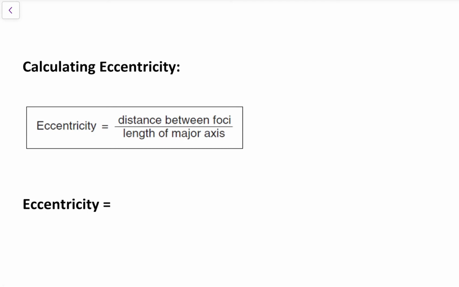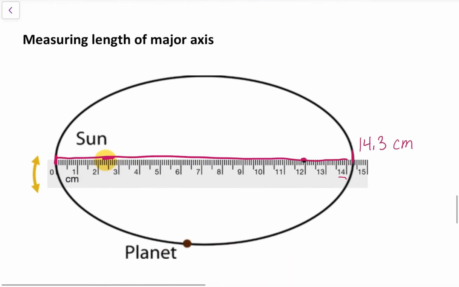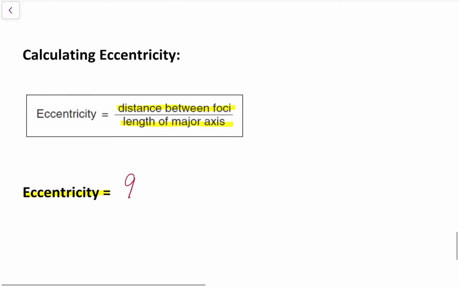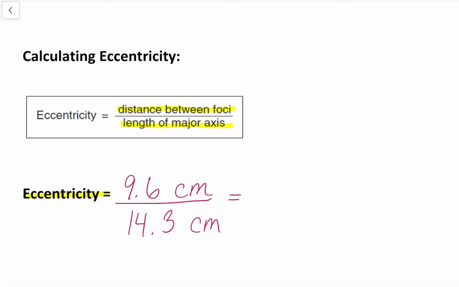So if we want to calculate my eccentricity, the formula for eccentricity is equal to the distance between the foci divided by the length of the major axis. First, I'm going to set up my equation. So the eccentricity is equal to the distance between the foci, which I found was 9.6 centimeters, divided by the length of the major axis, which I found to be 14.3 centimeters. I set up my equation. Now I can go ahead and do my math to figure out what my answer is.